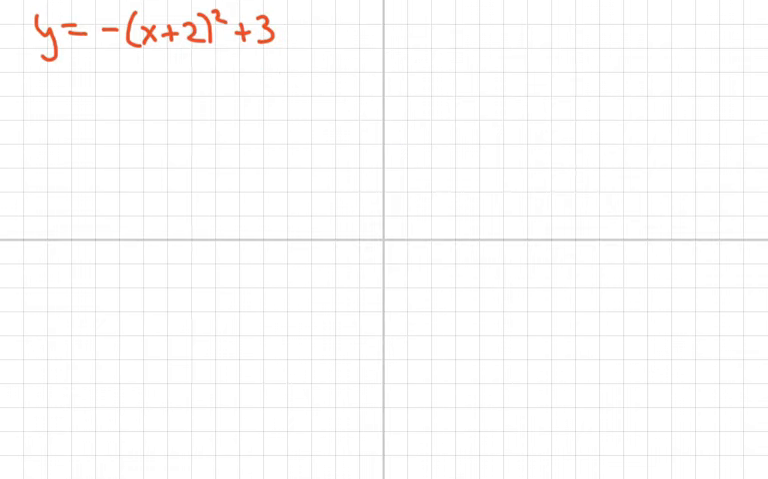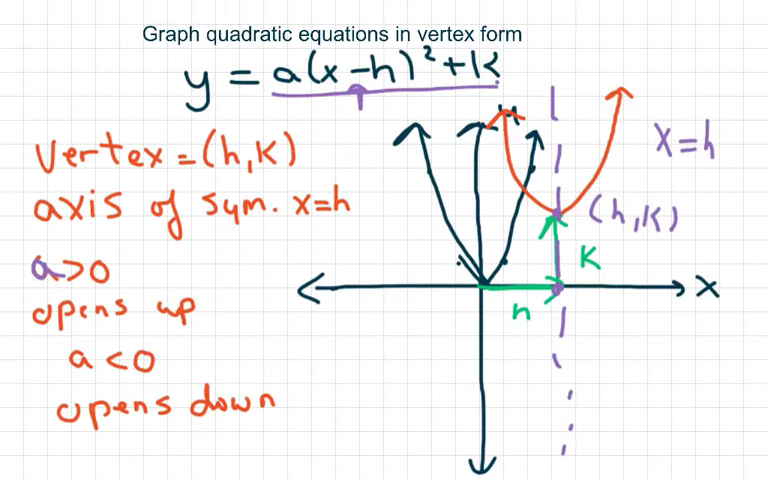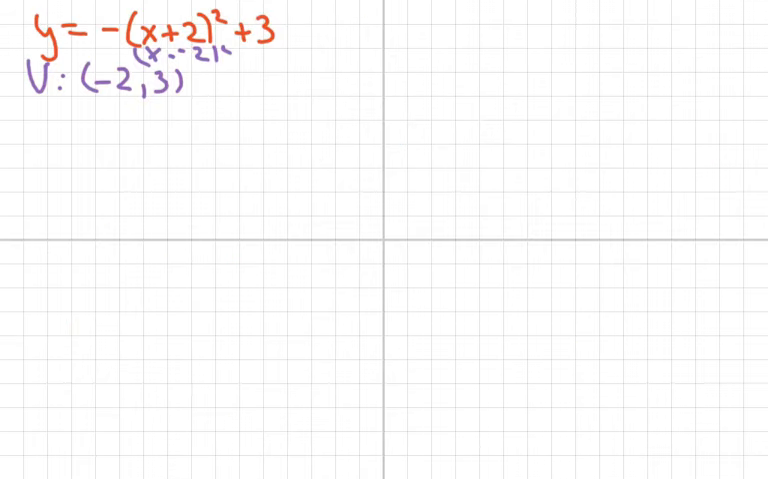All right, so here's an example. This one's going to open down. But my vertex is going to be (-2, 3). Why negative? Because this is really x minus a -2. If we come back to the original equation, remember this was a negative. So our formula is negative, which kind of means opposite. So take the opposite. So our vertex is (-2, 3).